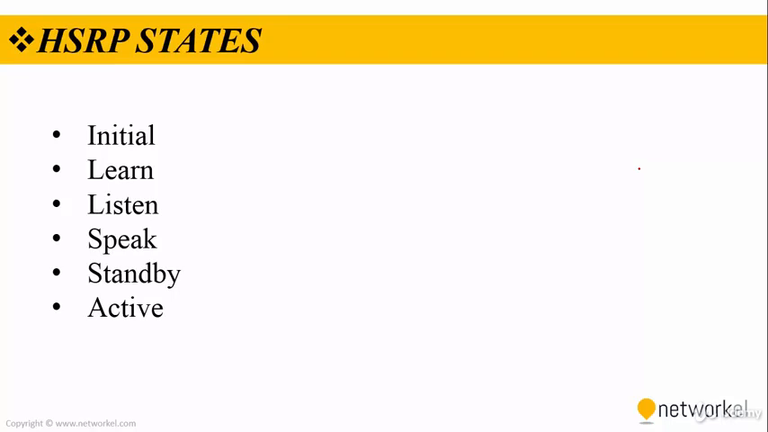In the listen state, the router knows both the IP and MAC addresses of the virtual router, but it's not the active or standby. In the speak state, the router sends periodic HSRP hellos and participates in the election of the active or standby router. In the standby state, the router monitors hello packets from the active router, and it will take the active state when the current active router fails. And in the active state, the router forwards packets that are sent to the HSRP group. The router also sends periodic hello messages.